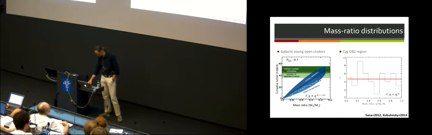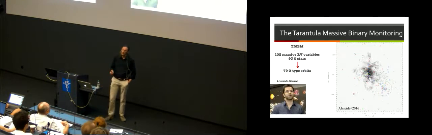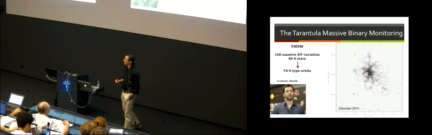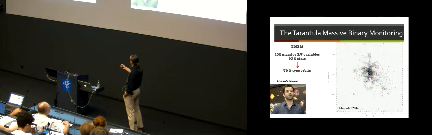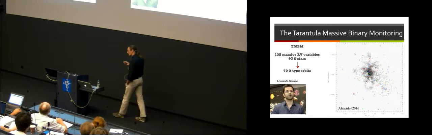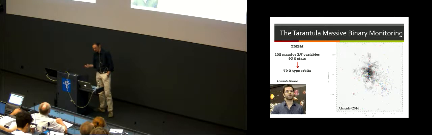And then with my postdoc, Leonardo Almeida, we did a follow-up survey of the O-star binaries that had been detected in the 30 Doradus region. We managed to follow 93 O stars and obtain about 80 O-type orbits. And that was the largest binary survey of O stars that was performed.